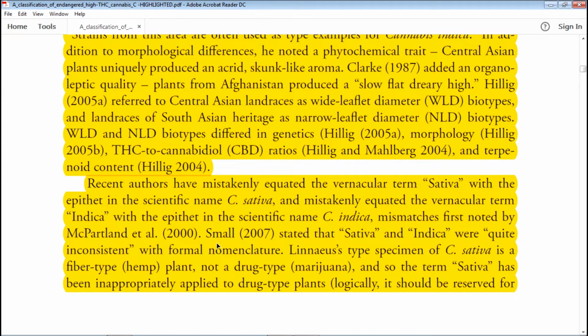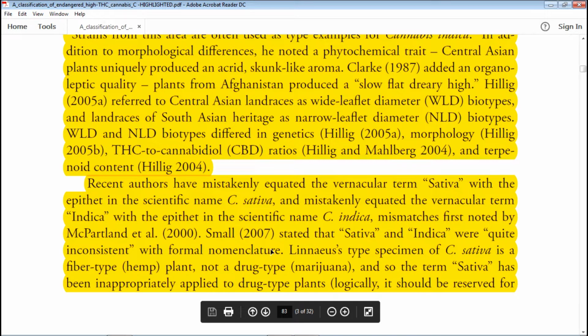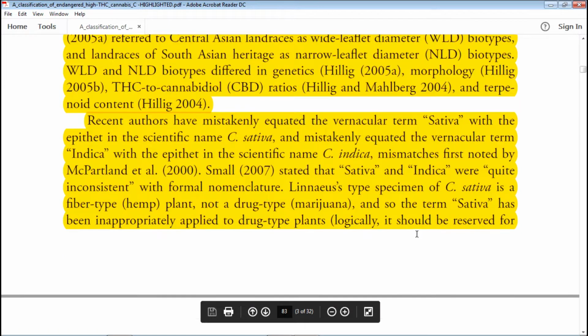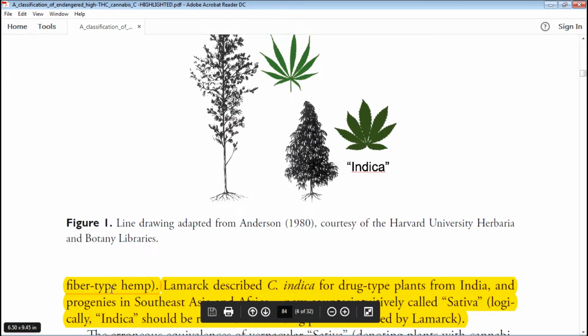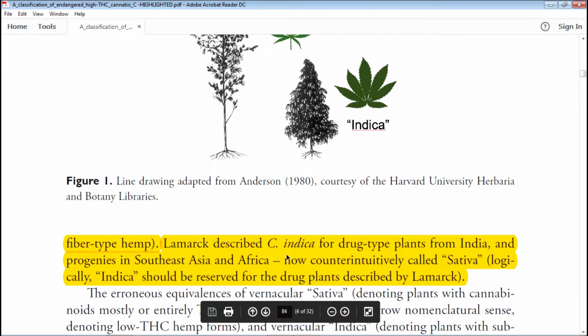Small, 2007, stated that sativa and indica were quite inconsistent with former nomenclature. Linnaeus's type specimen of Cannabis sativa is a fiber type hemp plant, not a drug type marijuana, and so the term sativa has been inappropriately applied to drug type plants. Logically, it should be reserved for fiber type hemp. Lamarck described Cannabis indica for drug type plants from India and progenies in Southeast Asia and Africa, now counterintuitively called sativa. Logically, indica should be reserved for the drug plants described by Lamarck.